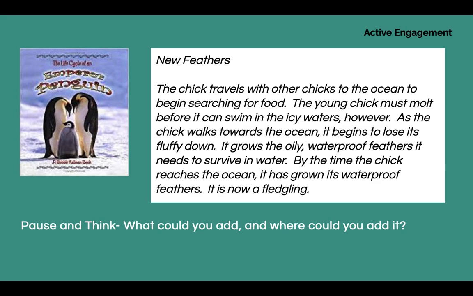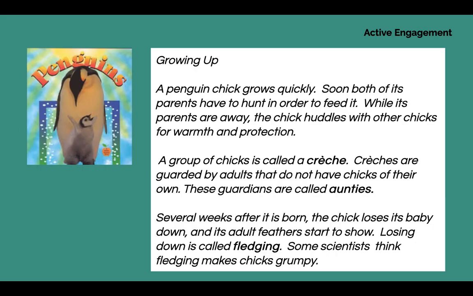The young chick must molt before it can swim in the icy waters, however. As the chick walks towards the ocean, it begins to lose its fluffy down. It grows the oily, waterproof feathers it needs to survive in water. By the time the chick reaches the ocean, it has grown its waterproof feathers. It is now a fledgling. So pause and think. What could you add and where could you add it if you were putting these two parts together?